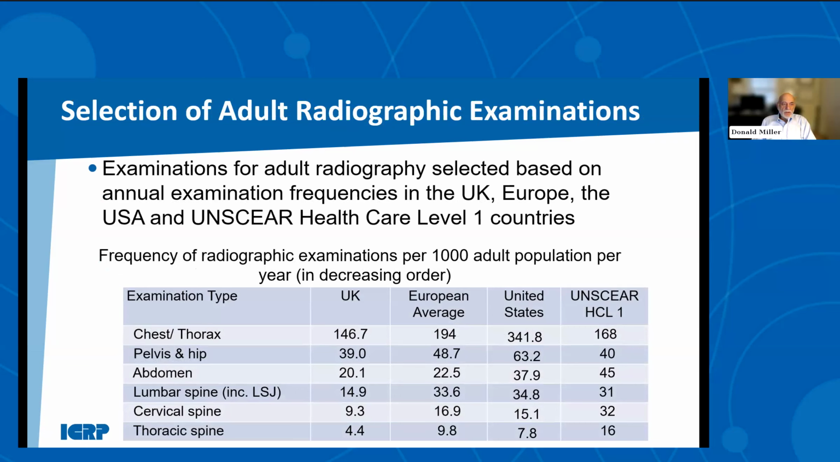And this table shows you the frequency of various examinations per 1,000 adult population, with the most common one at the top, which is the chest, far and away the most common radiographic exam outside of dental radiography around the world. And then pelvis, abdomen, lumbar spine, cervical spine, and thoracic spine in decreasing order. The frequencies vary slightly from UK to Europe to the US, but they're roughly this order.